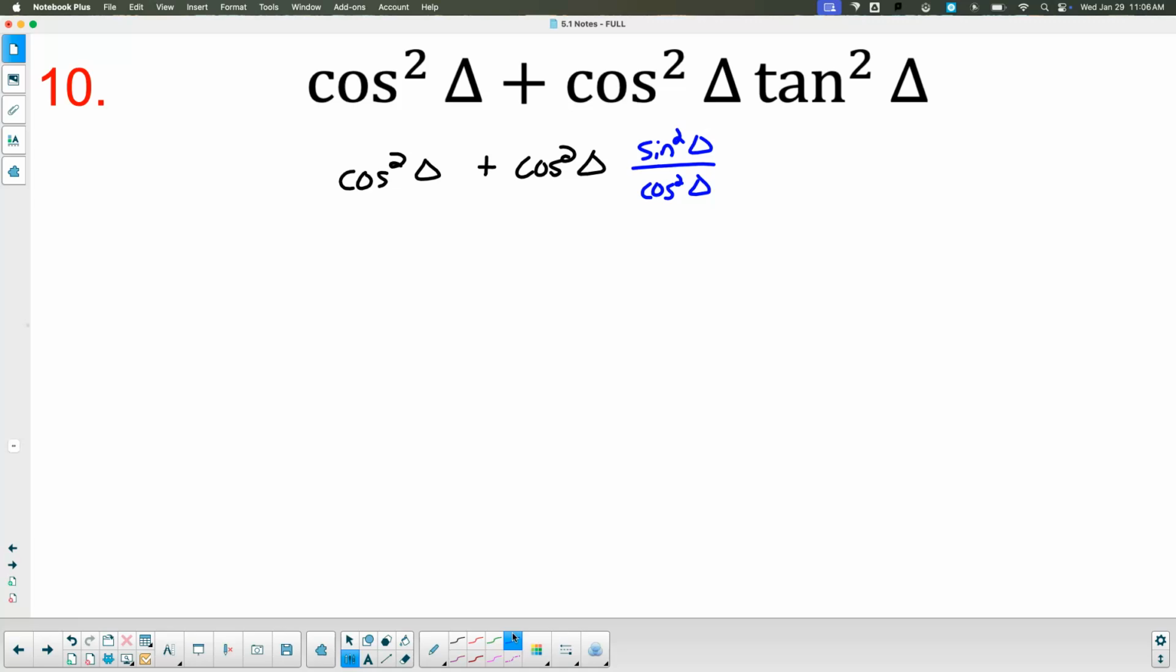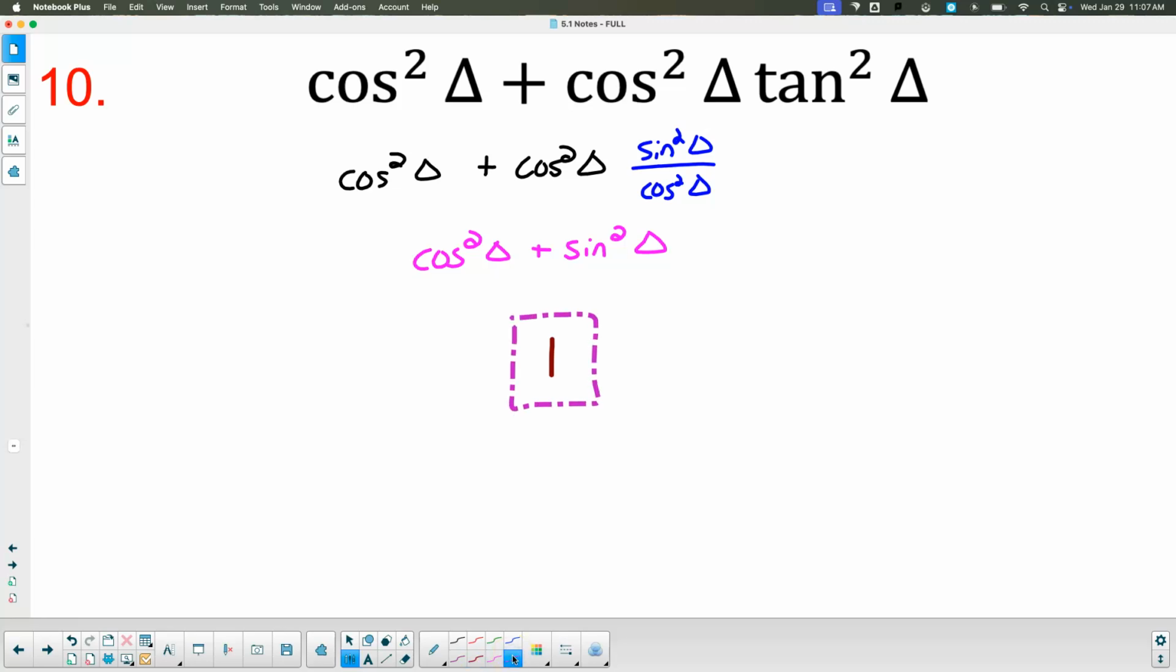Then what? So simplify the second term. What does it simplify to be? Sine squared of delta. And it's just 1, right? Because it's the hammer. Cosine squared plus sine squared is just 1. Okay.